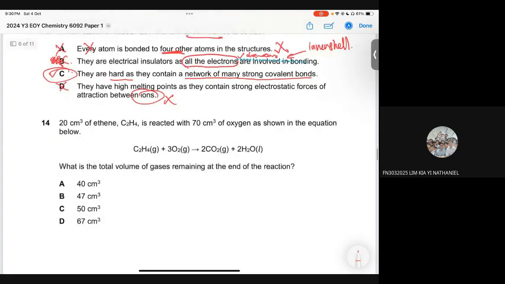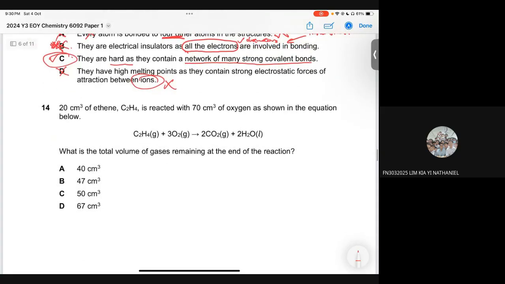Okay, next one, question 14. 20 cm cube of ethene is reacted with 70 cm cube of oxygen as shown in the equation. What's the total volume of gas remaining at the end of the reaction? So I have 20 cm cube of ethene, and I have 70 cm cube of oxygen.